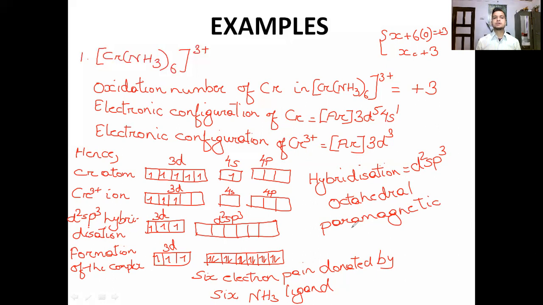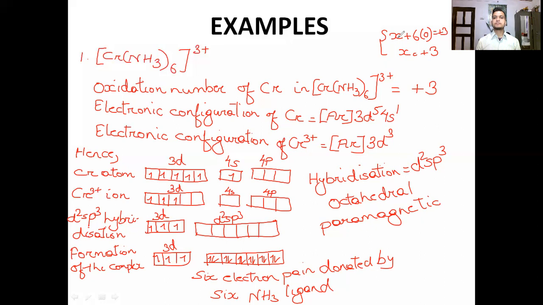So in the exam, if they ask what will be the magnetic character of [Cr(NH3)6]3+, you can say paramagnetic, and you can prove it in this way. If they ask what will be the geometry, you can prove that it is octahedral. If they ask which hybridization it is, you can do it in this simple way. All three questions can be solved the same way. That is how we do this kind of problem. Now let us go for some other examples.